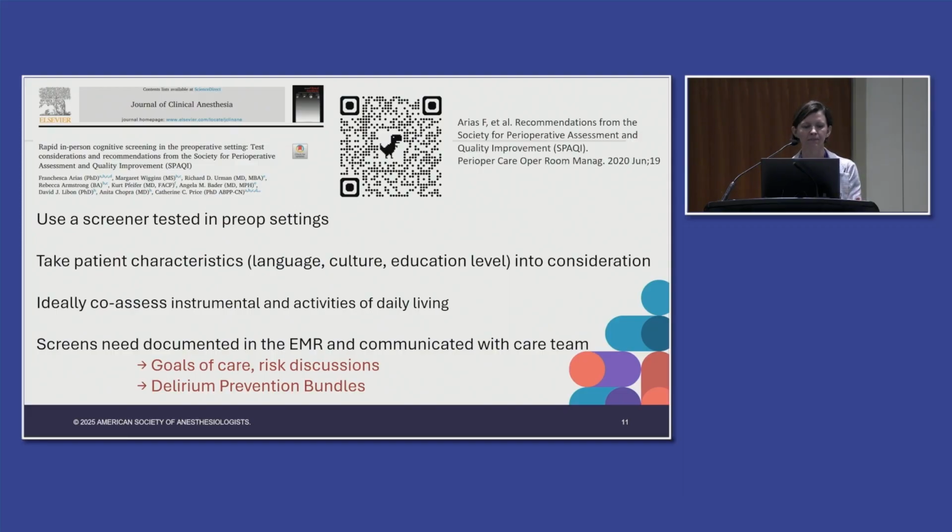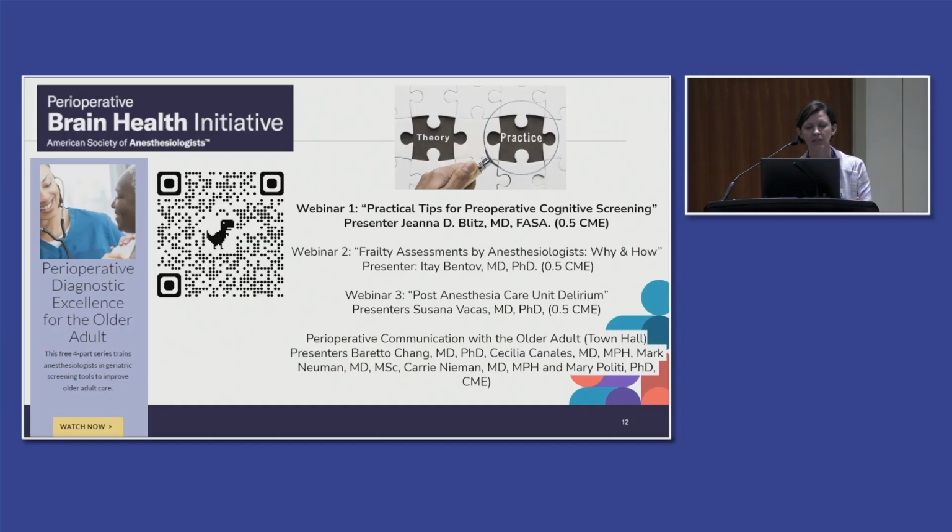and you might want to do something more like a clock drawing test. Ideally, we should be co-assessing other things like their instrumental and activities of daily living to have a more clear picture of how their trajectory is going to be. And then screens need to be documented in the EMR and communicated with the care team. This is really important because it allows us to have these goals of care discussions. That's part of the 4Ms framework. It allows us to have a transparent discussion about risk, and then again to prompt the implementation of delirium prevention bundles after surgery. So if you haven't adopted this, you're in good company. A study by one of our other panelists, Dr.